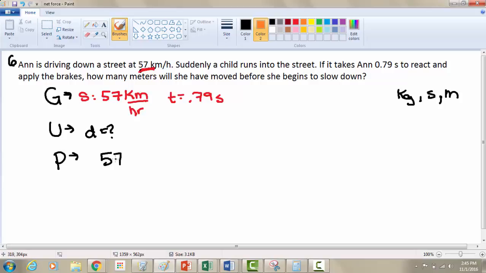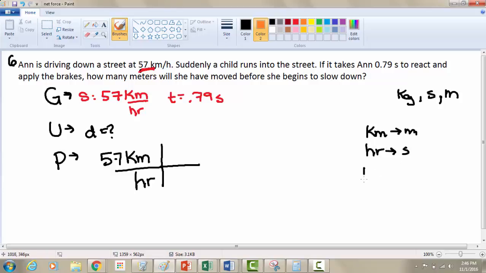So we'll start here. 57 kilometers per hour. I'm going to draw a fence post. And I know my conversion factors from kilometers to meters, as well as my conversion factor from hours to seconds. So in 1 kilometer, there are 1,000 meters. In 1 hour, there are 3,600 seconds.